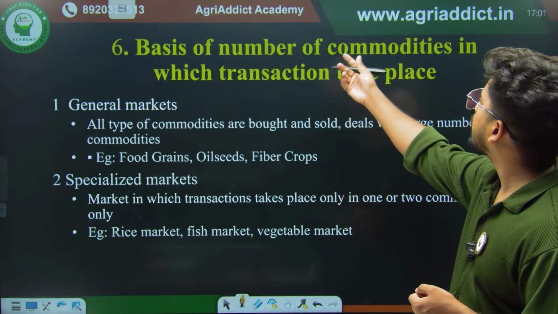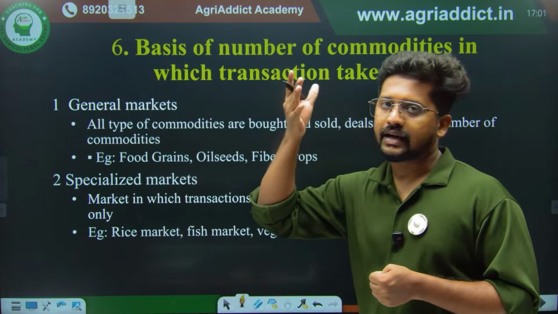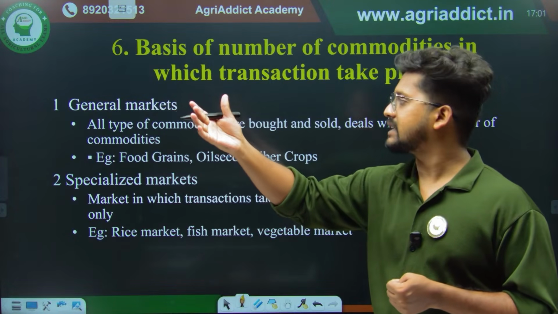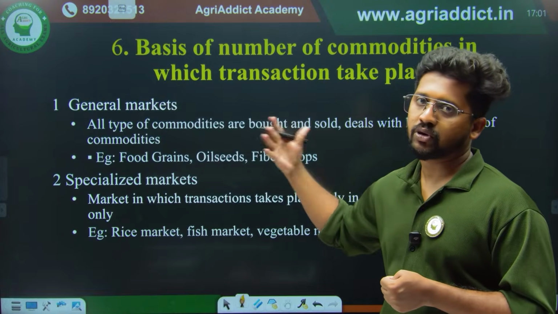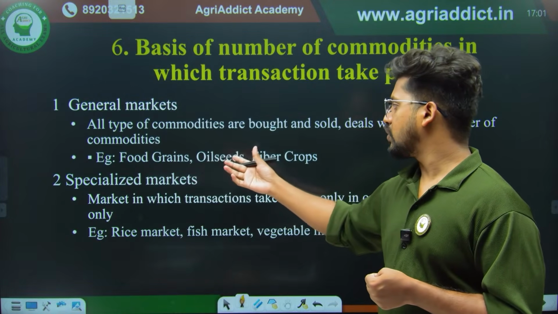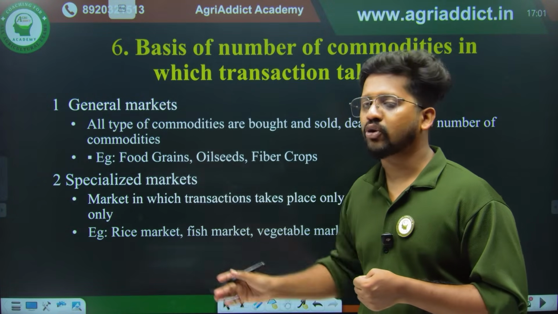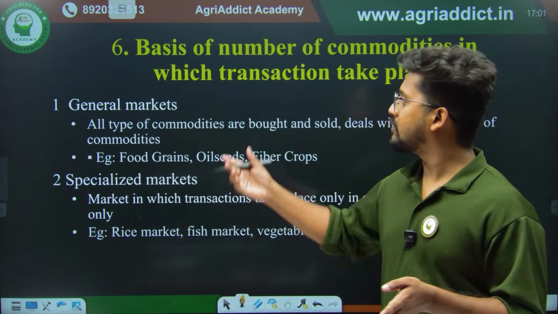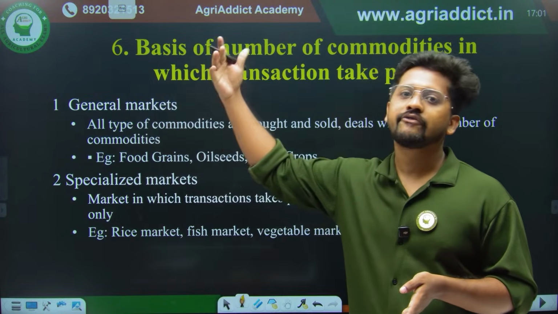Then, the number of commodities transacted in a market. First one is the general market. Many commodities will be transacted there. All types of commodities are bought and sold there. For example, food grains, oil seeds, fiber crops, all these things will be there. If you are going to a margin free supermarket, you will see all the things. This Vishal Mart, T-Mart, all these will be kind of a general market. You can see everything in that market.